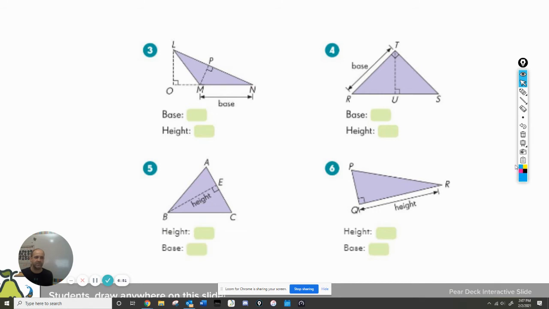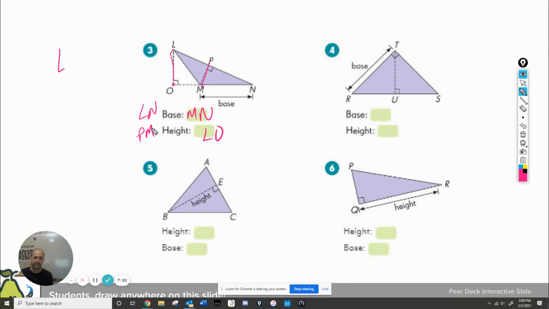Okay. Each one of these, you could do a couple of these in different ways. I'm going to show you each of them. So in this case, it tells us the base is MN. Then the height is measured at a right angle from the base. There's my right angle from the base. My height is then LO, okay? But theoretically, LN or LM could be a base. If LN is a base, then your height is going to be PM, okay?